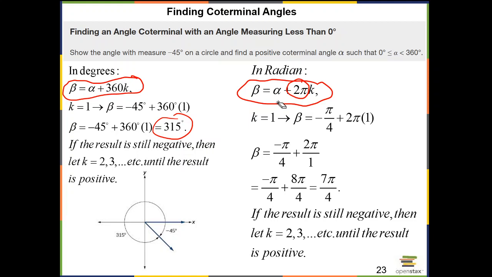If you want to do this in radians, we have to think of negative 45 in radians as negative pi over 4, and add 2 pi to it. Give a denominator of 1 here, then make the denominators the same. Multiply by 4 here. So we have negative 1 pi over 4 plus 8 pi over 4, which is 7 pi over 4. That's the coterminal angle in radians. All right? That's how we find coterminal angles. Now, you can find more, just add or subtract multiples of 360 or 2 pi.